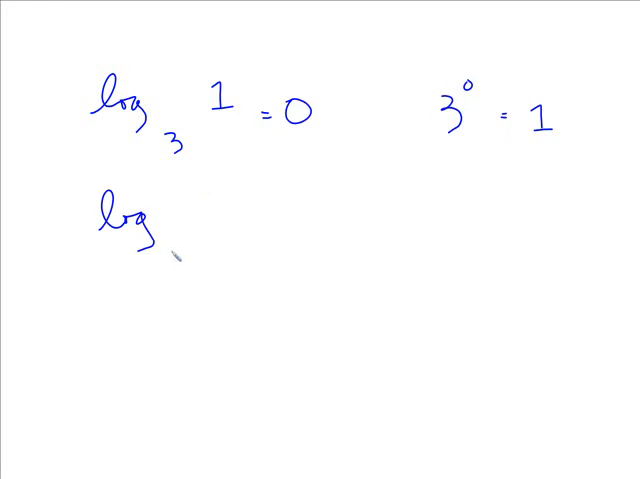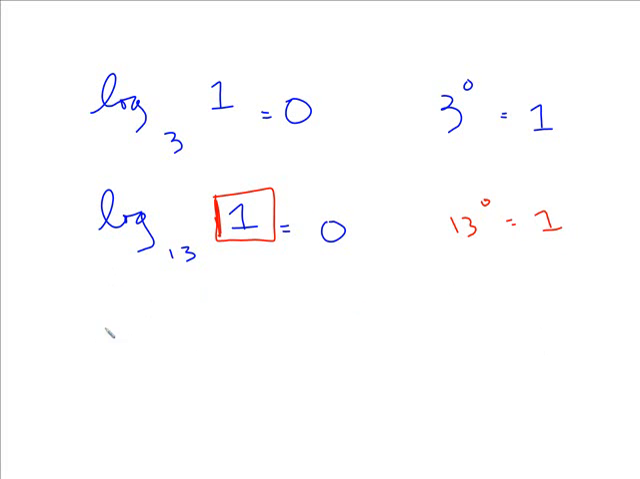Let's try another one. Log base 13 of 1. Same thing. 13 to what power is going to equal 1? It's going to be 0. So the main idea you need to know is, when the result is positive 1, the exponent is going to be 0, because anything to the 0 power equals 1. Like 13 to the 0 power equals positive 1.